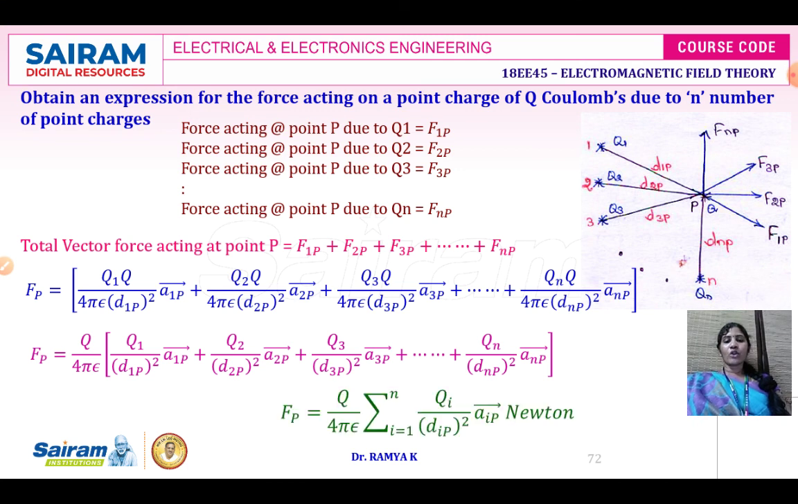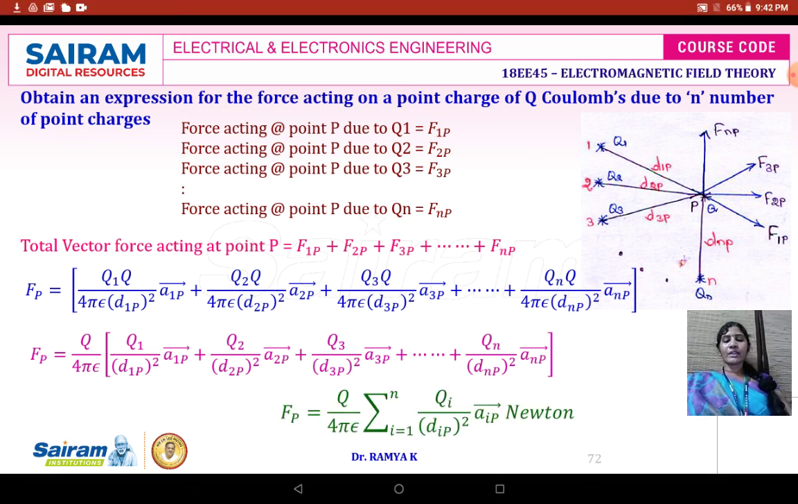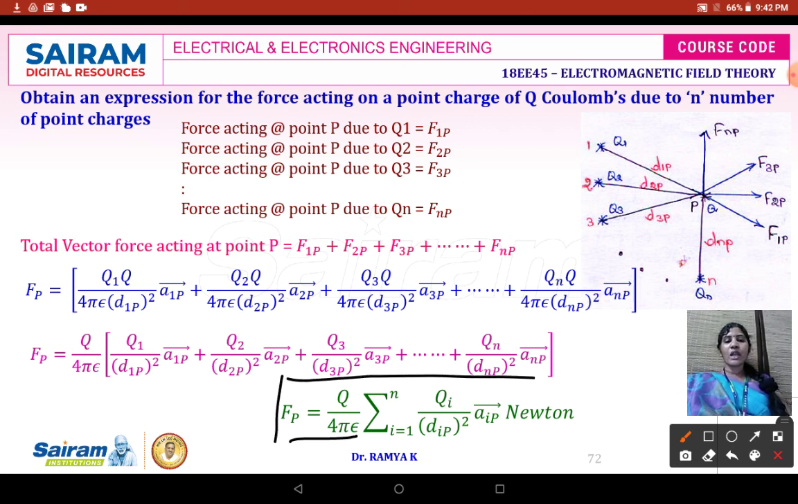Next, if you take a common term, in all the terms Q by 4 pi epsilon is going to be common. So take it as common. You will be getting the summation from i is equal to 1 to n of Qi divided by dip square into aip vector. So this is the net force acting at point P due to n number of point charges.